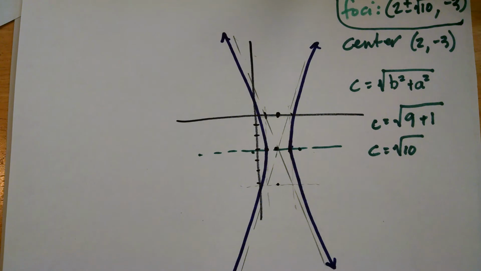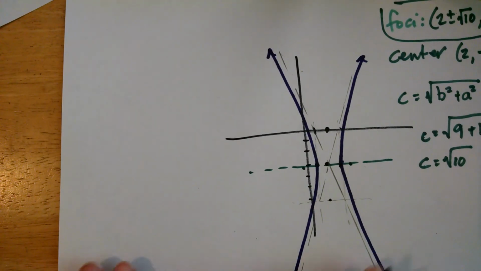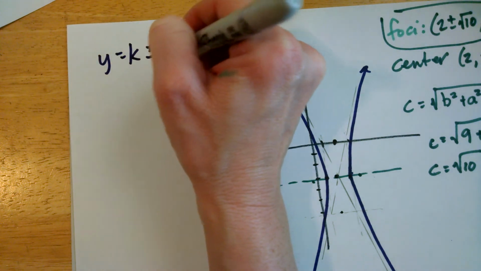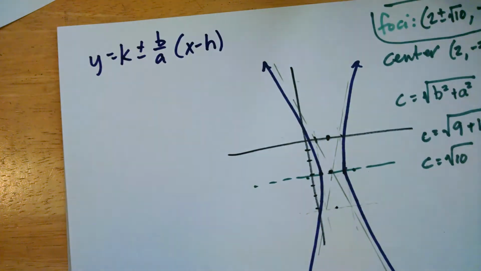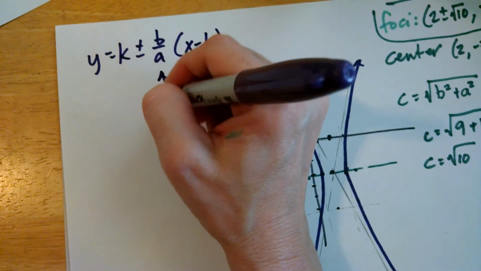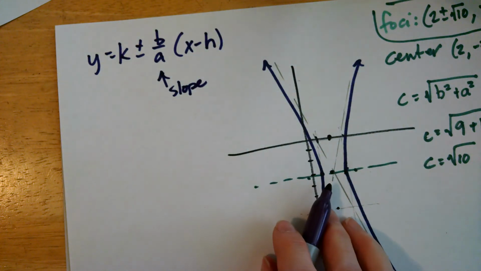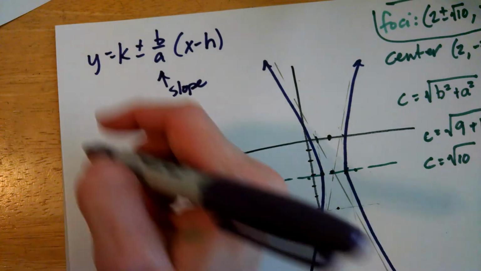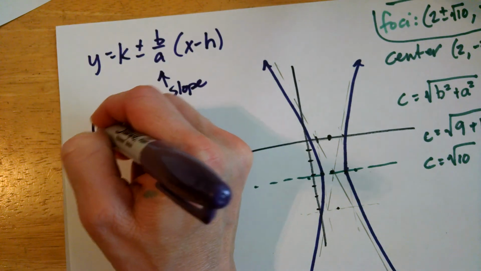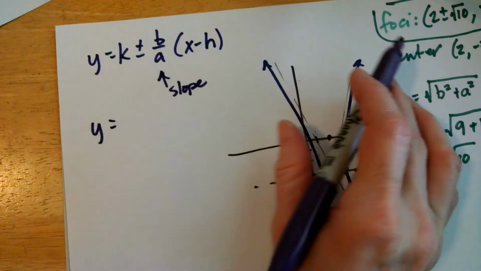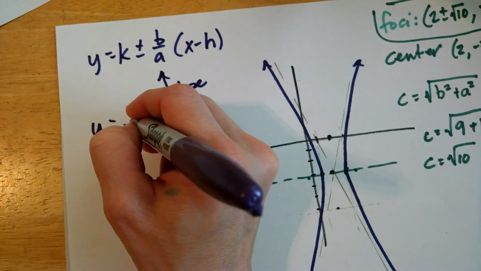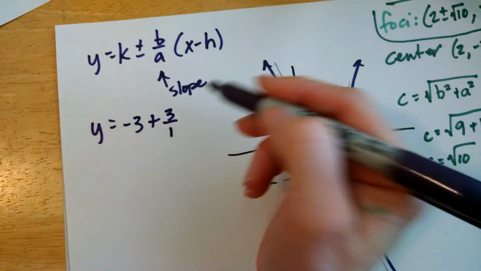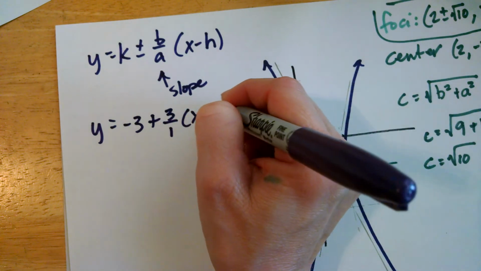Now for the asymptote, we're going to use another formula here. So I'm going to put it up here, y equals k plus or minus b over a times x minus h. Okay, so this is our slope right here. That's how far we went up and how far we went over, and that's how we drew our line, but now we have to actually figure it out. So I'm going to plug that in. h and k, remember, that's from our center. So we've got a negative 3. I'm going to split this in two equations, plus 3 over 1. That was our b over a. And then x plus 3.